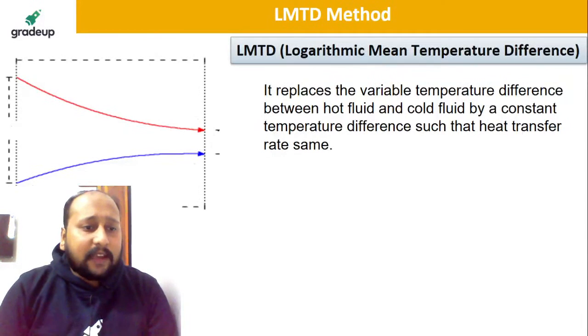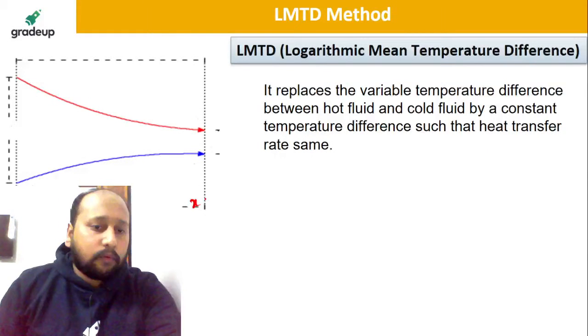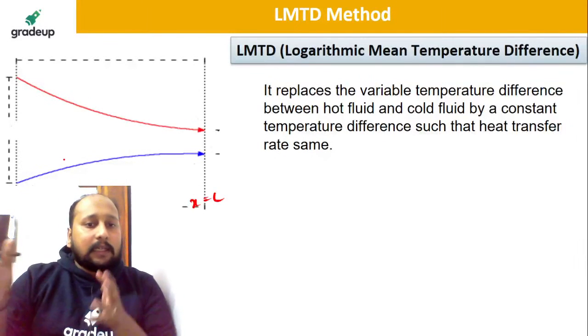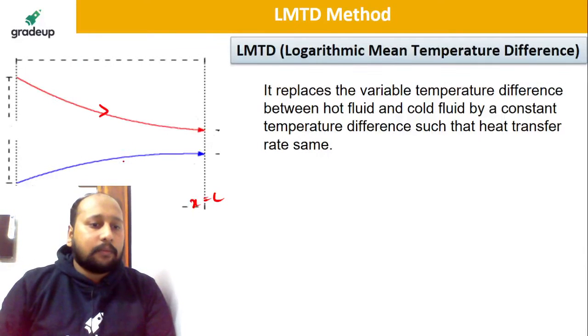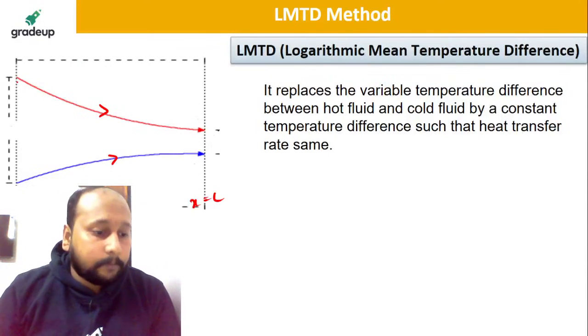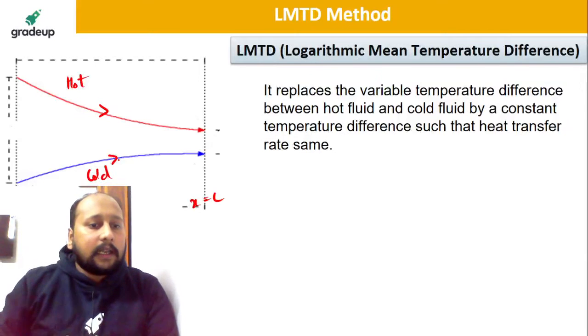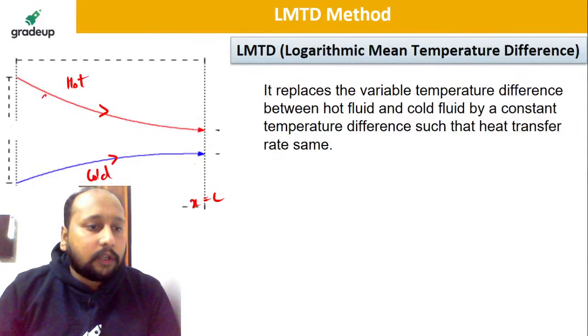Okay, now if I say this is a heat exchanger, let us suppose this is x equal to 0 and this is x equal to L. So when you're moving away from the starting point, and always we are defining a starting point with respect to the hot fluid. This is your hot fluid, this is your cold fluid.